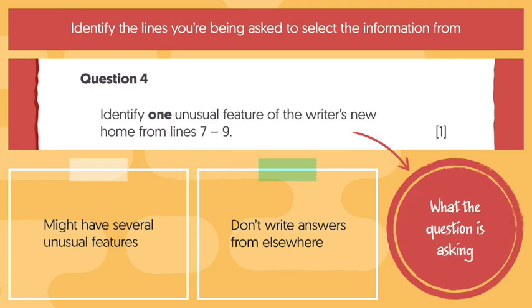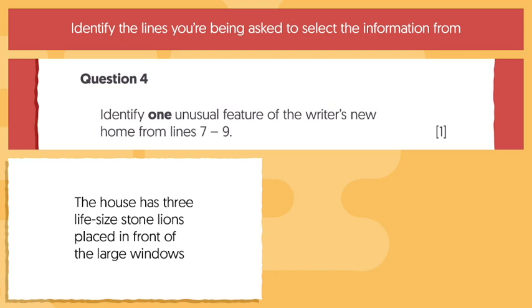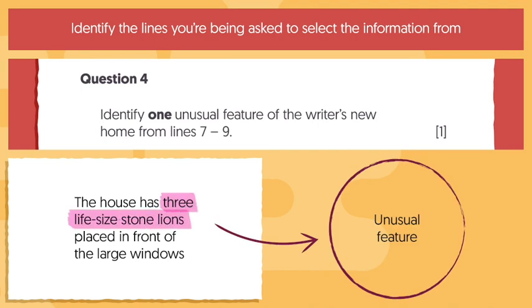It's also important that you focus on what the question is asking. For example, if the text says something like, "The house has 3 life-size stone lions placed in front of the large windows," then it's clearly the stone lions that are the unusual feature, not the large windows.